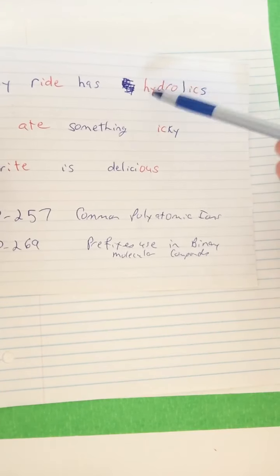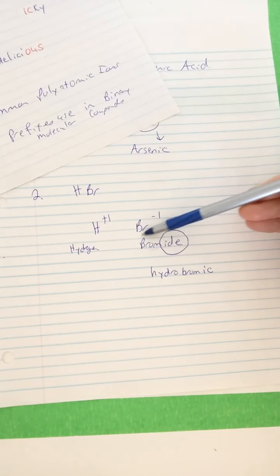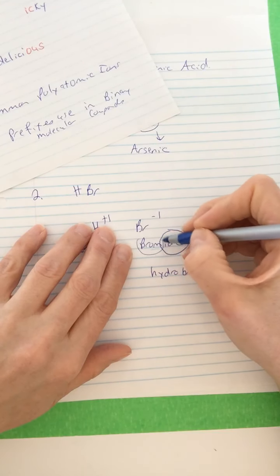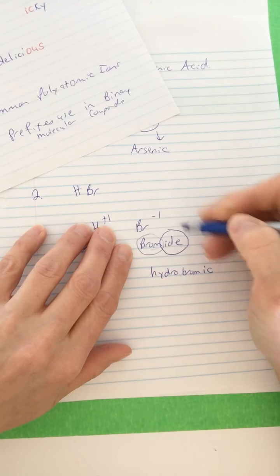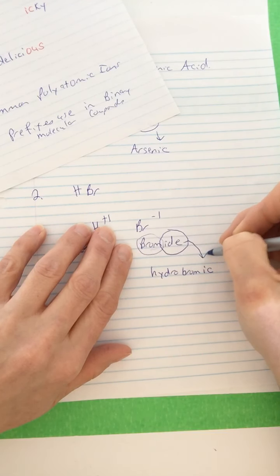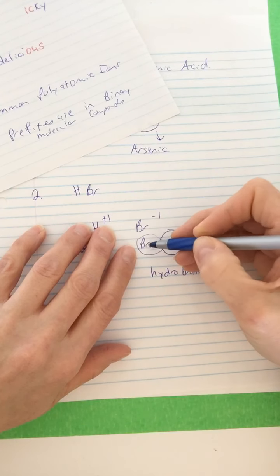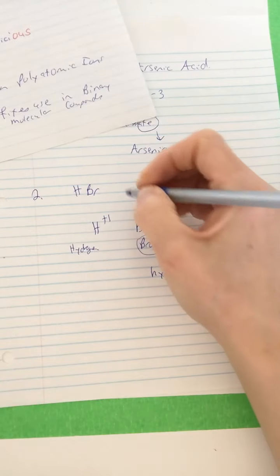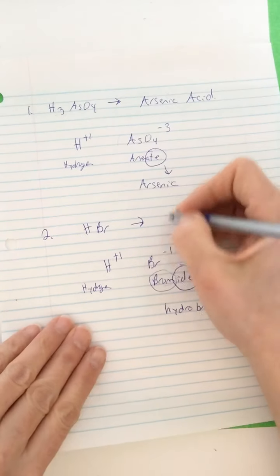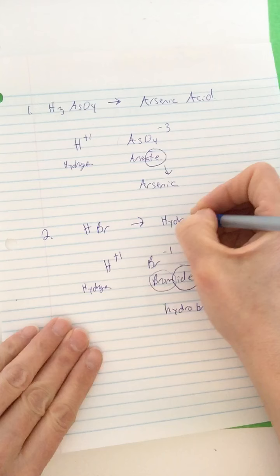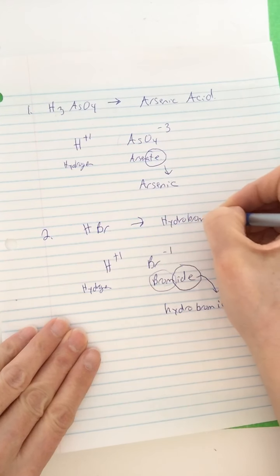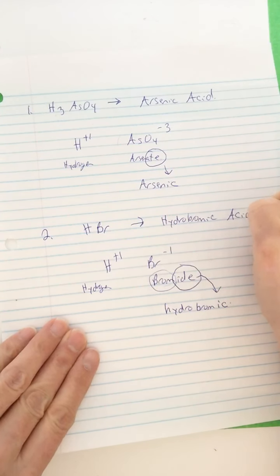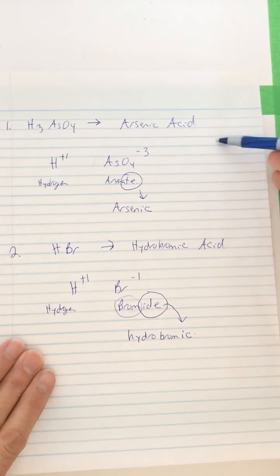So I'm going to show you this again. The IDE went to hydro with an ick. So here we have the hydro, and you always put in the part that's not IDE, the brome, you see, and I've changed the IDE to the ick. So bromide went to hydrobromic. So the name for this, HBr, is hydrobromic acid. There's 2 examples.